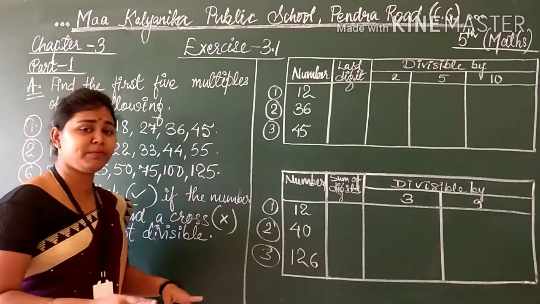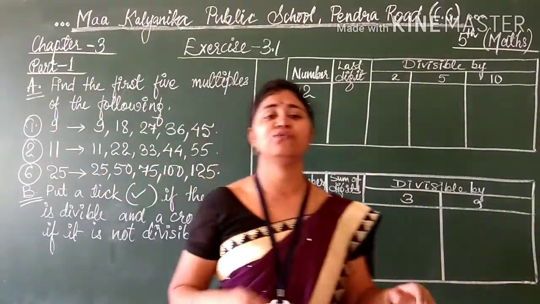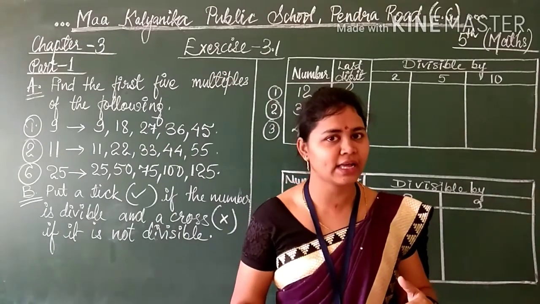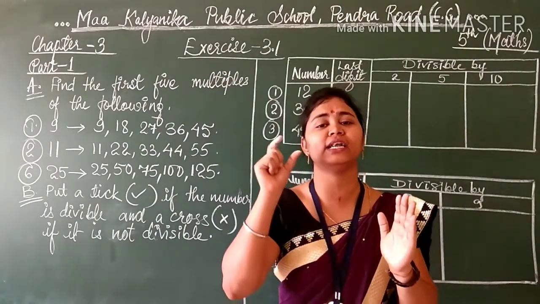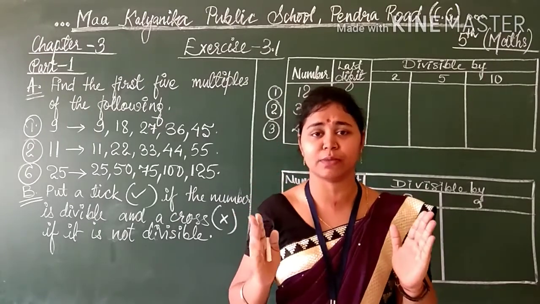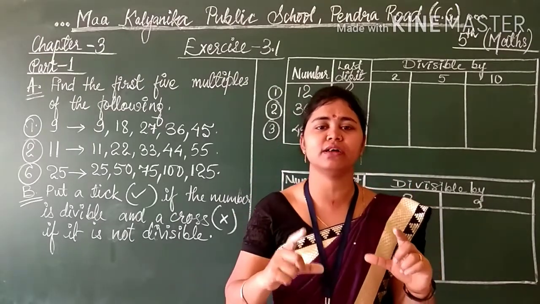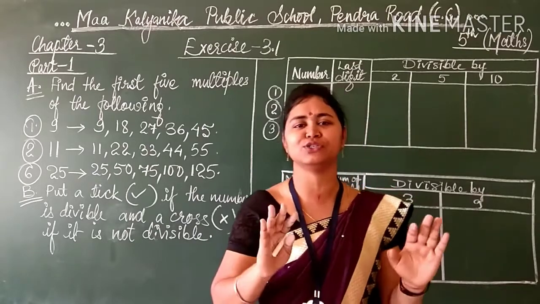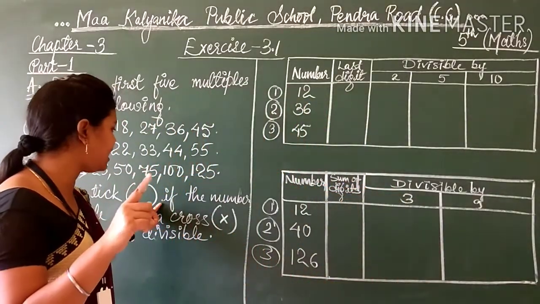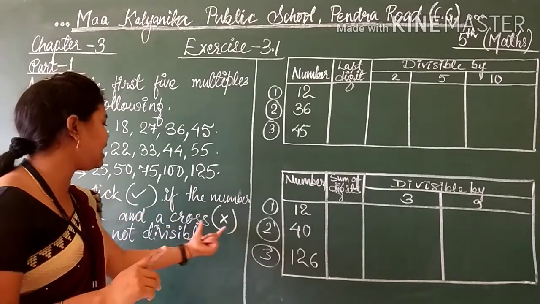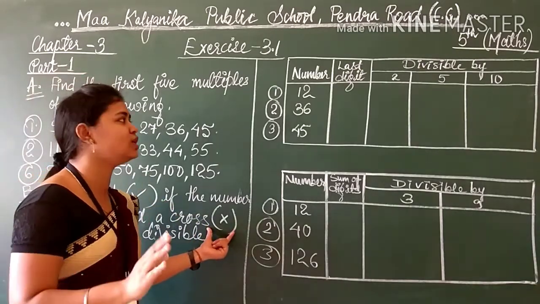If it is divisible, it means it can be divided. You already know division: if you get remainder 0, it is divisible, and if you do not get 0 as a remainder, it is not divisible. So simply, students, you have to put a tick on the number which is divisible and a cross on the one which is not divisible.